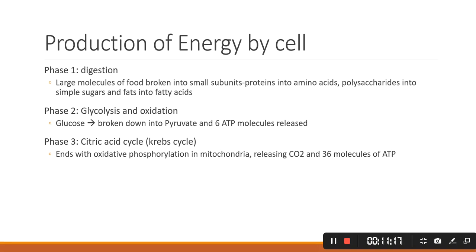Phase 3 is the citric acid cycle, which happens in the mitochondria, and here it ends with oxidative phosphorylation in the mitochondria. And here at the end, after breaking down this pyruvate and lactic acid and everything, in the end you release CO2 and H2O and 36 molecules of ATP. So a lot of energy is released. Some of it is stored for future use, and that is how the process of energy production is carried out by the cell.